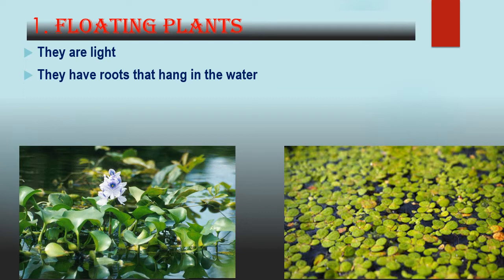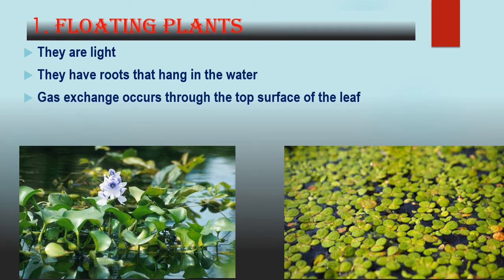Floating plants may have roots that hang in water, but the plant is not attached to the bottom. Means they have roots that hang in the water, but their roots are not attached to the bottom of the pond.